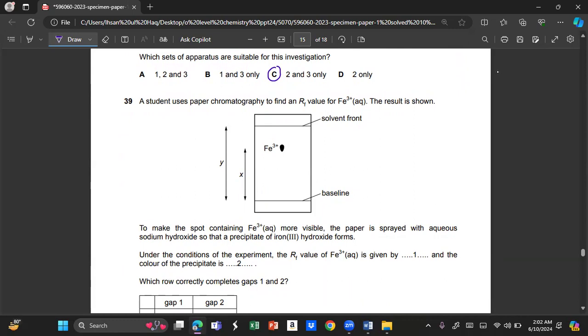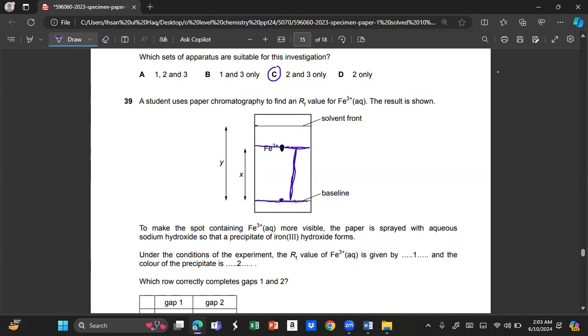The result is shown. You can see, boys, the apparatus here. This is a baseline on which we put the colors, and the colors are separated whenever we conduct this experiment. Color from this spot moves up. This is iron 3, which has reached this point from this baseline or starting line. So this is the distance traveled by the iron 3. This is known as solute distance.